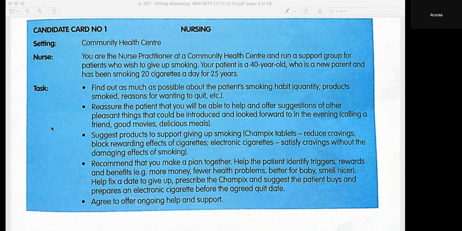Okay. So how long have you been smoking? I've been smoking for 25 years. Okay, that's a long time, you know. So, how many do you usually smoke per day? Maybe 20 cigarettes, a packet.